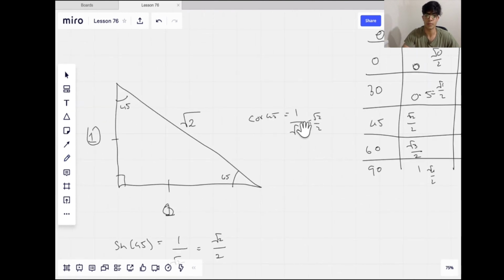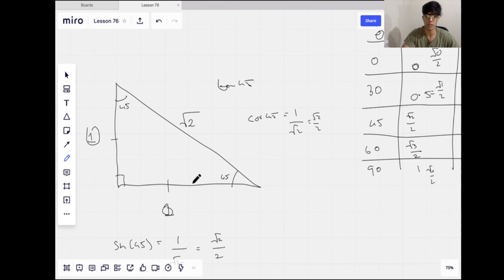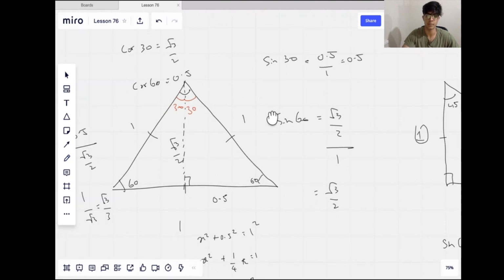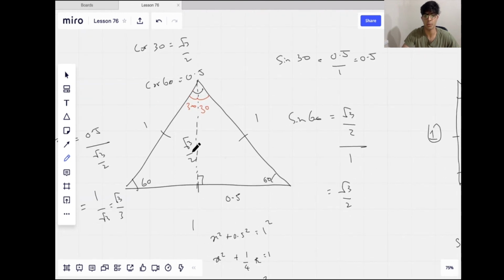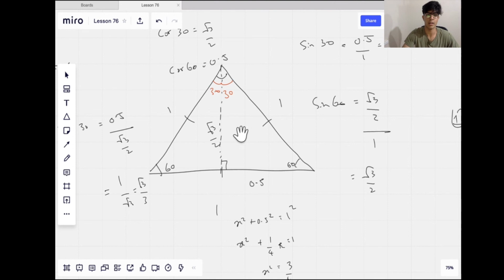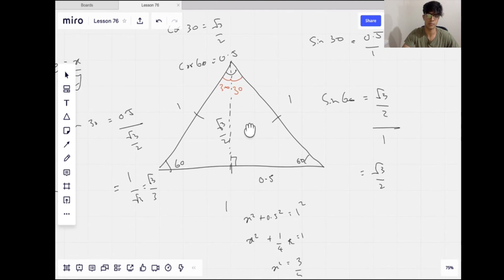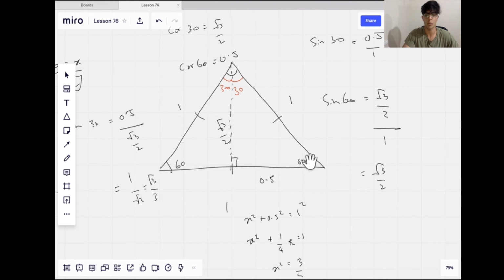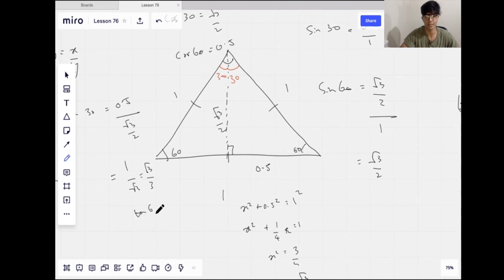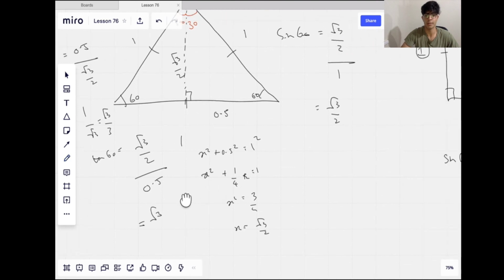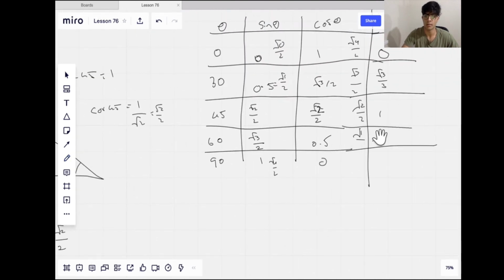Tan 45, if we look at tan 45, that's opposite over adjacent, which is 1 over 1, which is 1. Tan 60, we go to this angle here. No, sorry, tan 60 is equal to opposite root 3 over 2 divided by adjacent 0.5, which just becomes root 3. And tan 90 is, I guess, undefined.